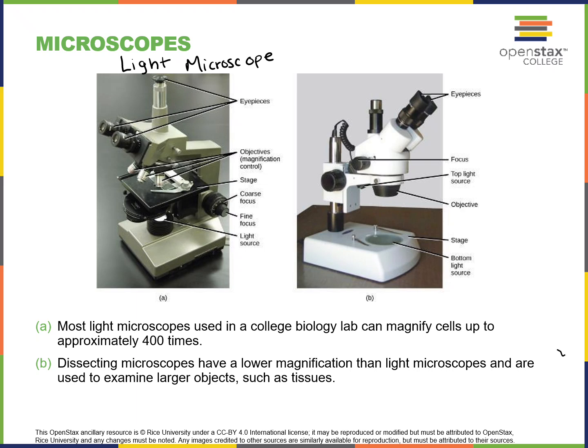The other one is a dissecting microscope. And that's used for bigger specimens, rocks, things that we want to see the surface of a little bit more closely. The light microscope uses slides, and the dissection microscope doesn't necessarily need a slide. Okay.